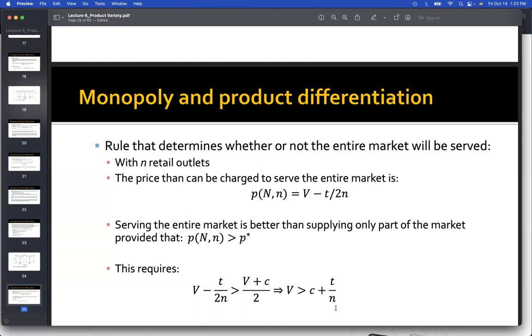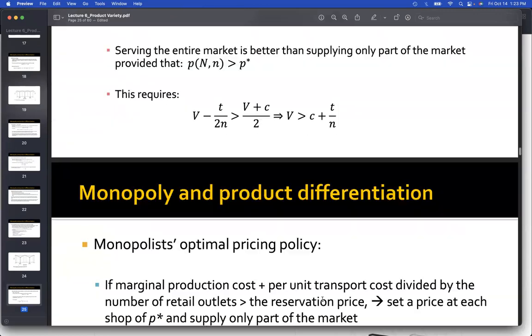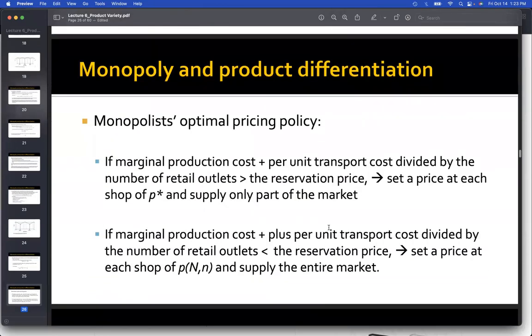Okay. So it can't be that the transport cost is that high. If the transport costs are that high, then maybe it's not a good idea to sell to the entire market. Instead, it would be a better idea to sell only to a subset of the market. And that's what this summarizes here.